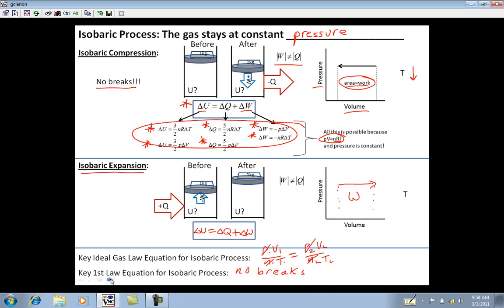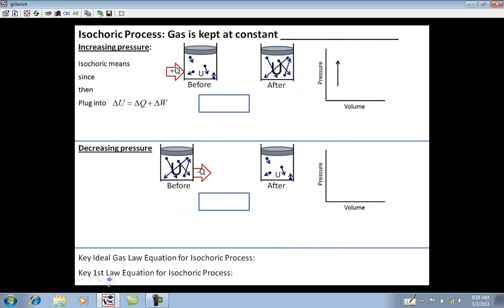The final process is an isochoric process. Sometimes you'll see the word isovolumetric. Since I said it's isovolumetric, that means the gas is kept at a constant volume. So isochoric means that delta V is going to equal 0.